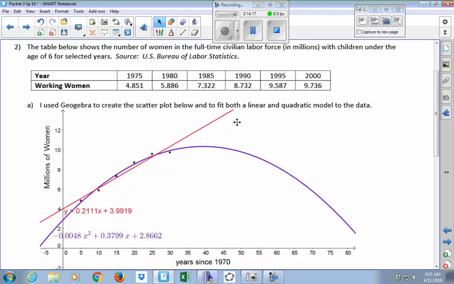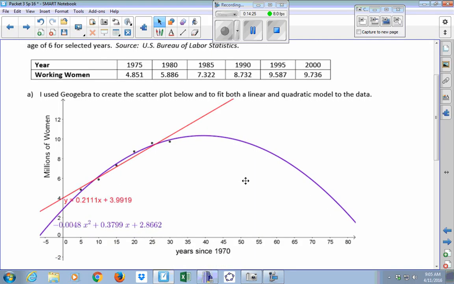So I used GeoGebra to create a scatter plot. Remember, the scatter plot is just these 6 points. And then I said, well, let's try to fit a straight line to that data. That's the red line right here. And as you can see, that models the data pretty well. That line is very close to each of these data points. So a linear model wouldn't be a bad idea.